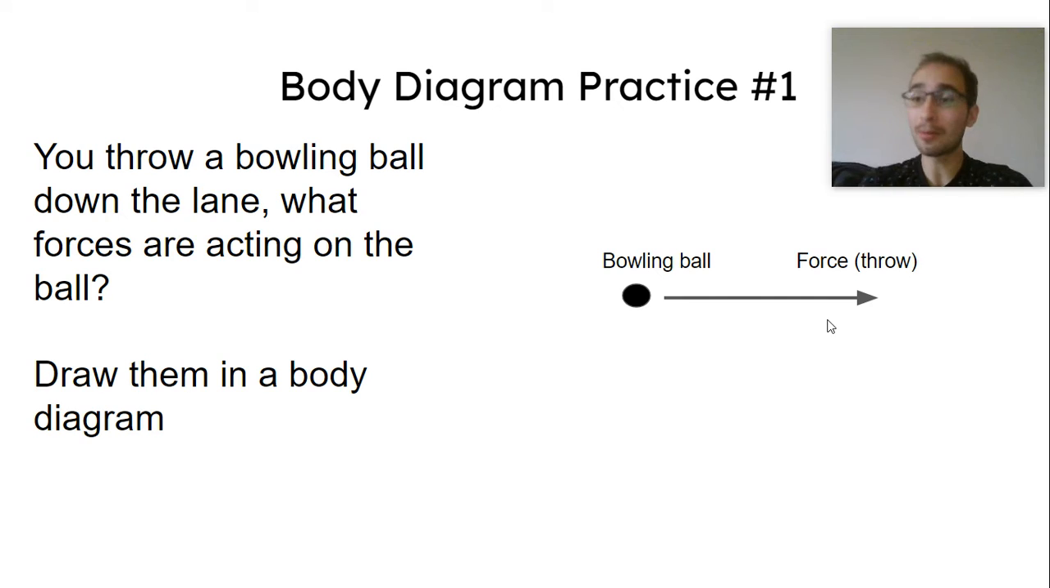Okay? Now I want you to try. You throw a bowling ball down the lane. Okay? It doesn't have a name for it. You can just say force from the throw going to the right. What forces are acting on the ball? Draw them in a body diagram. Please pause the video now and try and draw a body diagram of the bowling ball while you're throwing it down the lane.